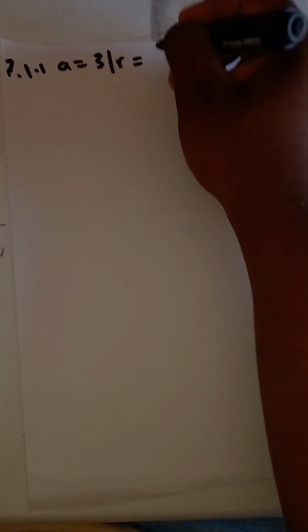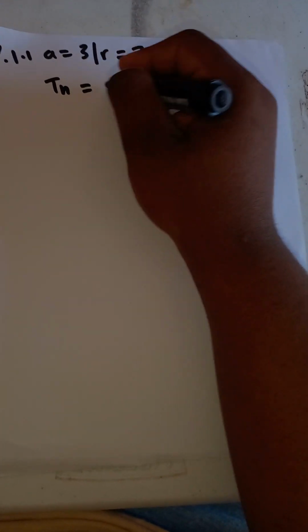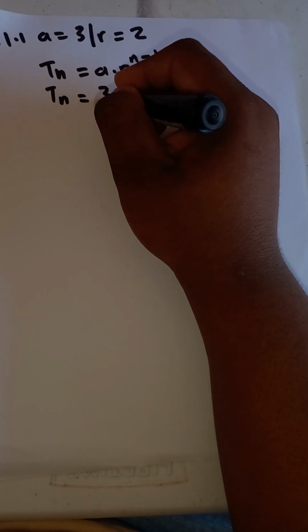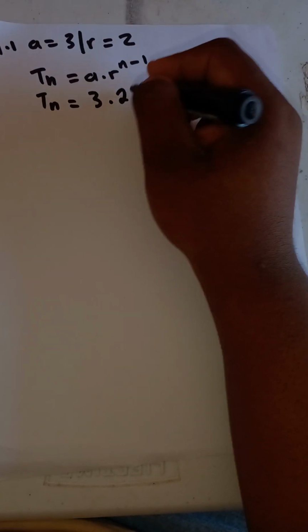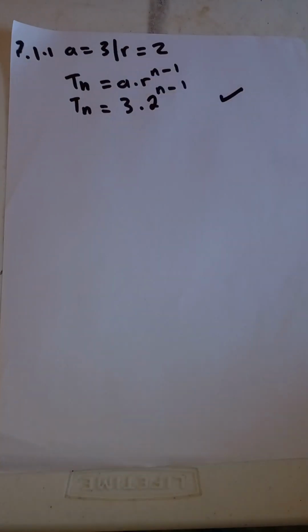Now we can find the general term. So 3.1.1, let's start here. We know that our a is 3, and our ratio is equal to 2. Now we can start. You write Tn is equal to a times r to the power of n minus 1. Then we say Tn is equal to, the value of a is 3, times r, which is 2, to the power of n minus 1. That is what we have.